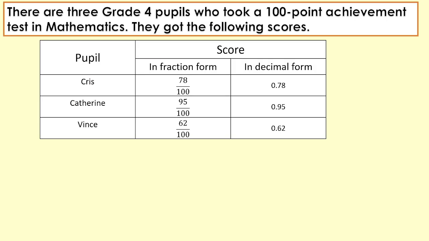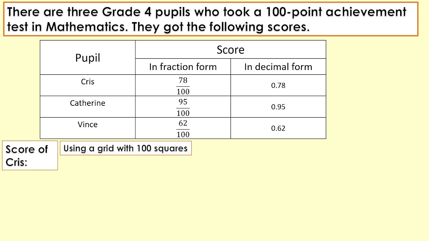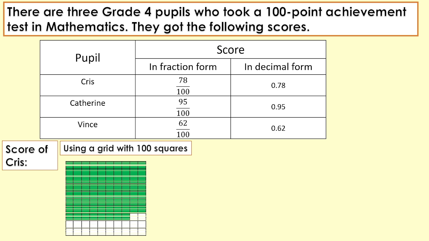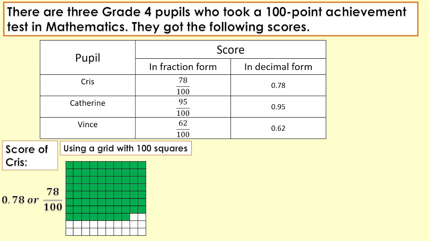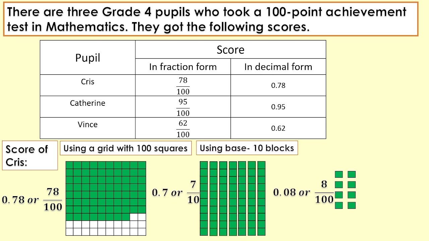Day 2. There are 3 grade 4 pupils who took a 100-point achievement test in mathematics. They got the following scores. Score of Chris, using a grid with 100 squares. So the score of Chris in fraction form is 78 hundredths. In decimal it is 0.78 or 78 hundredths. Using base 10 blocks.